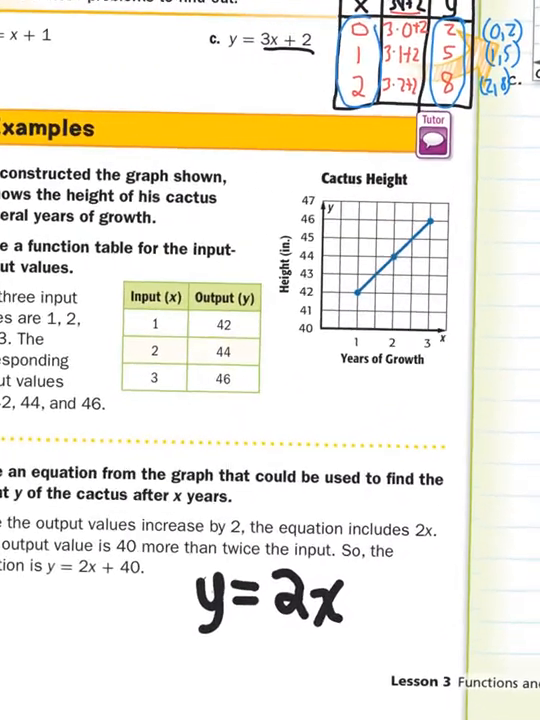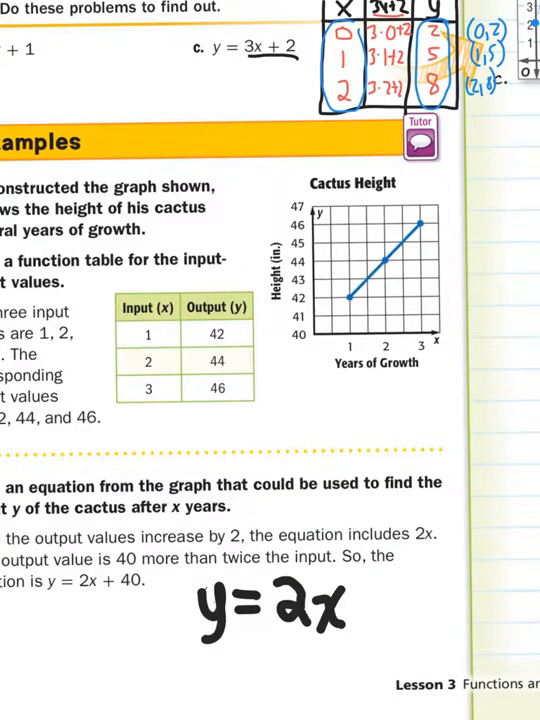So let me make this a little bigger. Make my pen a little smaller. Now, I'm going to start with the 2x part. So 2 times 1 is 2. 2 times 2 is 4. And 2 times 3 is 6. And the question is, how do I go from these numbers the rest of the way to the y? If you look, you'll see 2 plus 40 is 42. 4 plus 40 is 44. And 6 plus 40 is 46. So the rest of my function rule should be 2x plus 40.